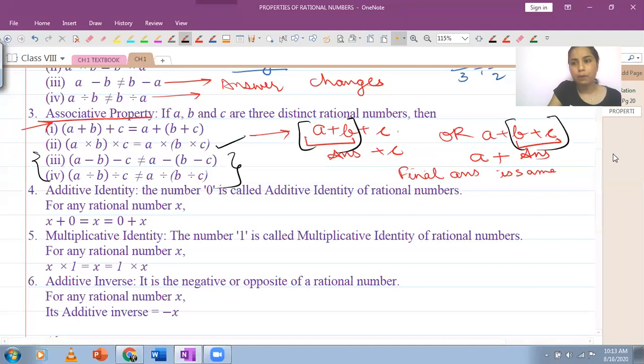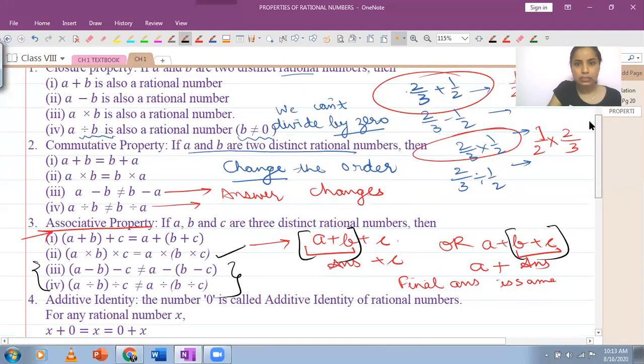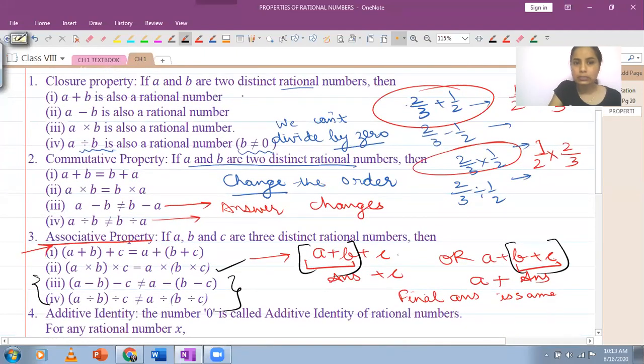And in sabhi properties ka jo kaam hai, as such agar hum baat kare, closure property is a factual property, means iski application kahin nahi hoti, it's just a fact that you should be aware of. Whereas commutative property and associative properties are used to simplify our work. हम questions में commutative और associative properties use करते हैं so that हमारी calculation easy हो जाए.